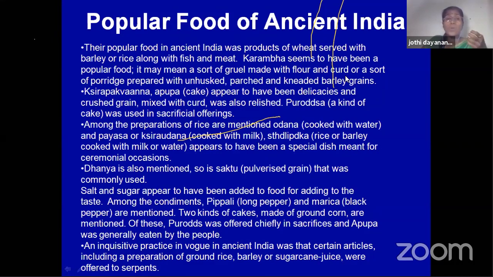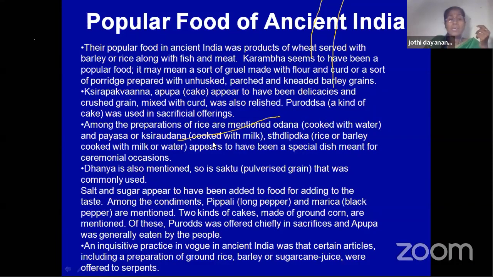Then curd was one of the things which they had. They had porridge, and barley grains was one of that. They also prepared some kind of preservatives like cake, different forms of cake they used to make out of the grains. And there is a mention, among the preparations of rice, of odana. Odana is rice cooked with water.